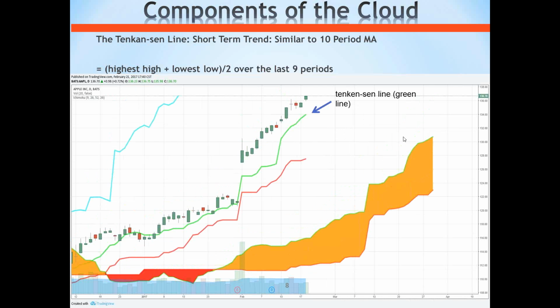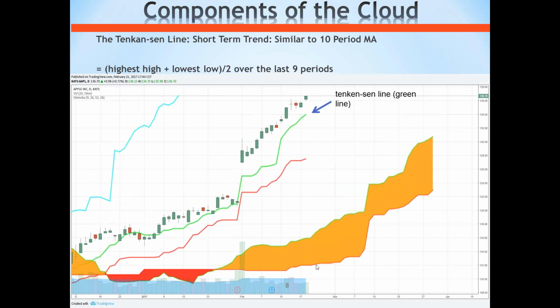The first component, the green line here, is the Tenkan-san line. It's my shortest, fastest moving average that I have on the Ichimoku cloud. It's the highest high and lowest low divided by 2 over the past 9 periods plotted under the current bar. So it's essentially a 9-period moving average, yeah? It moves quickly. If I'm looking at the daily bar like this, it's using 9 days worth of price action. If I'm looking at the 5-minute bar, it's using 9 5-minute bars worth of price action, and so forth.